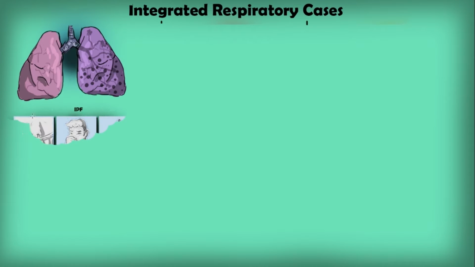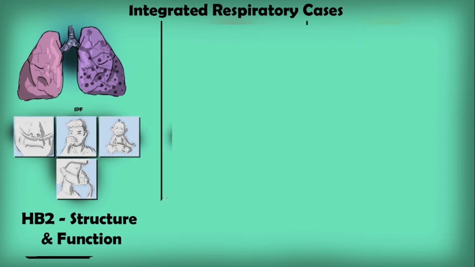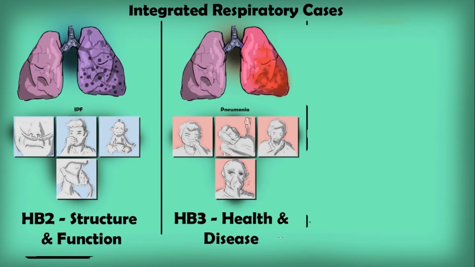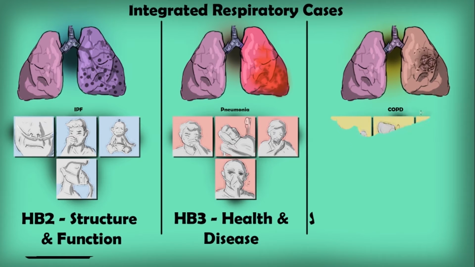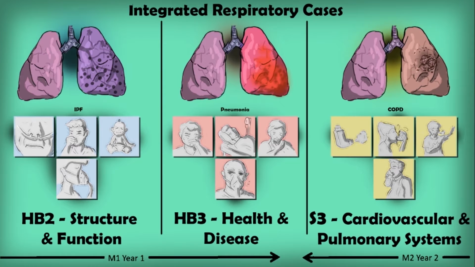In short, the integrated respiratory cases presented across HB2, HB3, and S3 are designed to help you establish a framework to recognize clinical presentations, gather, organize, and interpret relevant information, and apply solutions to clinical problems. The same methods are necessary to analyze case vignettes to answer STEP exam questions and care for patients in the future.